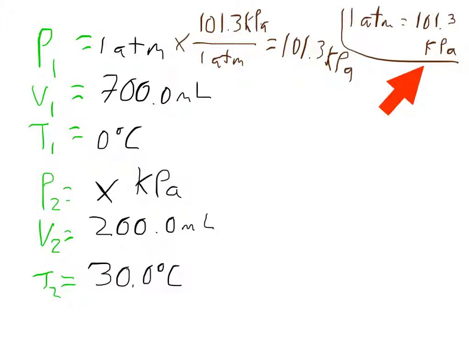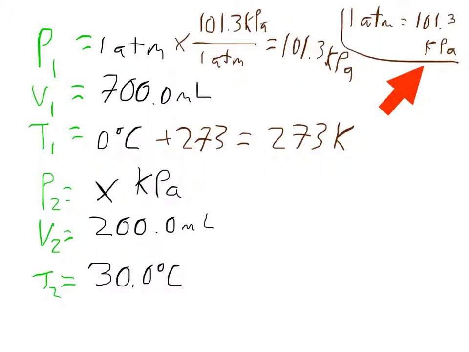One thing you need to know for all the gas laws is temperature always has to be in Kelvin, because Kelvin is the unit that represents the average kinetic energy of particles, and it's very important that temperature gets converted to the units of Kelvin. In order to do this, in this case, the first temperature is 0 degrees Celsius. If we add 273 to that, we get 273 Kelvin.